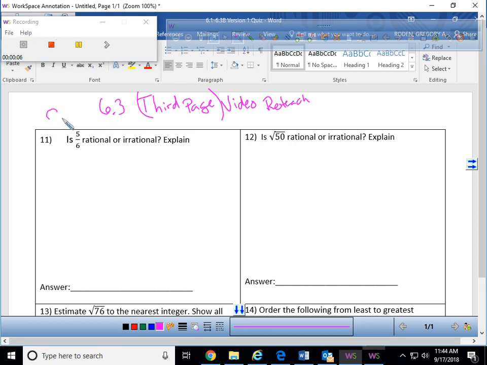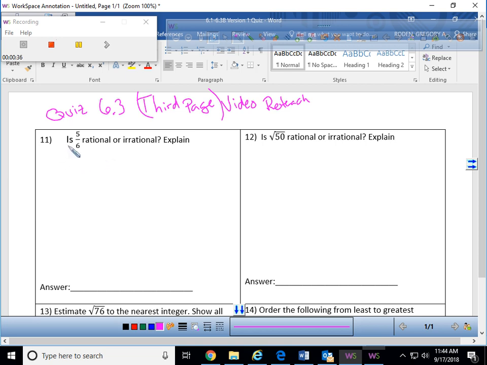Quiz 6.3. That's the third page of your quiz, and this is a video reteach. If you watch this video, correct your mistakes, see what you did wrong, and have an adult sign it, whether it's your teacher or your mom or dad or whoever's in charge of you at the time, get back to me, and you can retake it to try to get your grade up and get some more points. Okay? Alright, so here we go.